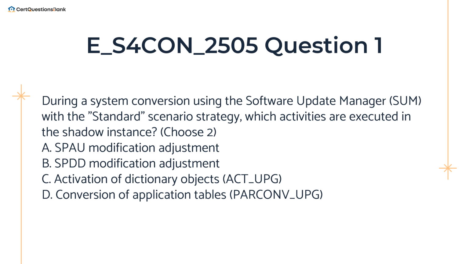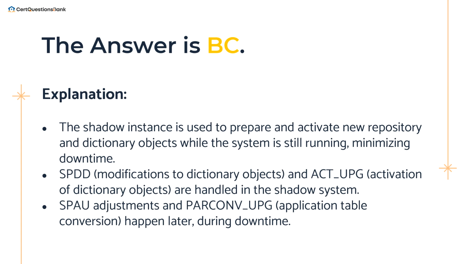During a system conversion using the Software Update Manager, SUM, with the standard scenario strategy, which activities are executed in the shadow instance? Choose 2. A. SPAU modification adjustment. B. SPDD modification adjustment. C. Activation of dictionary objects, ACT_UPG. D. Conversion of application tables, PARC_UPG. The answer is BC.